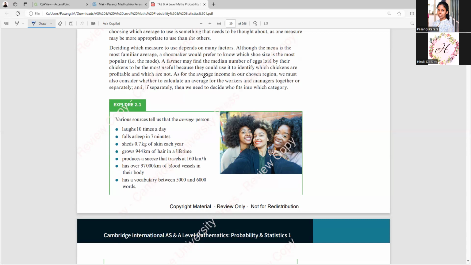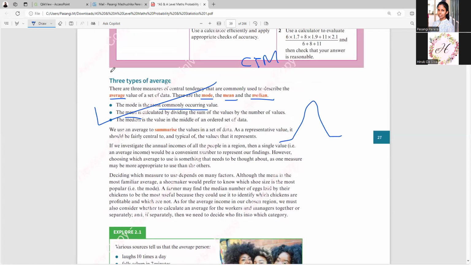As for the average income in our chosen region, we must also consider whether to calculate an average for the workers and managers together, or to calculate those average values separately. And if it's separate, then we need to decide who fits into which category. Okay, first read this part, from here to here.